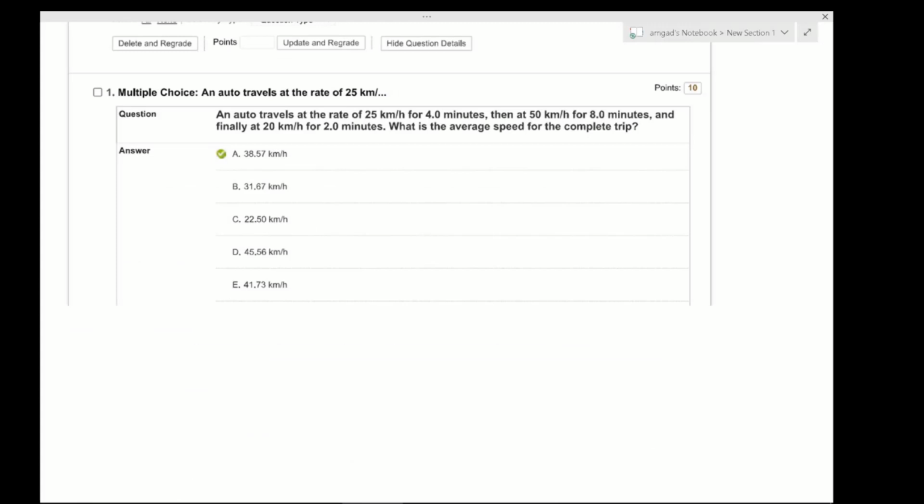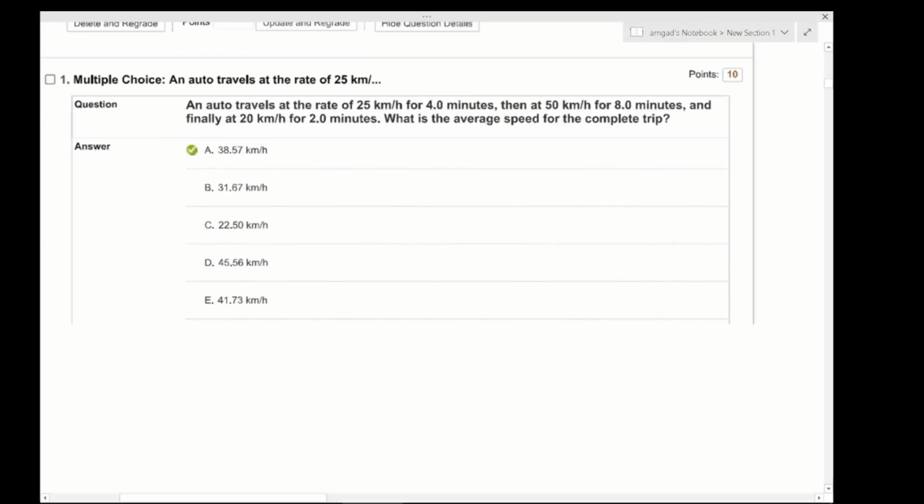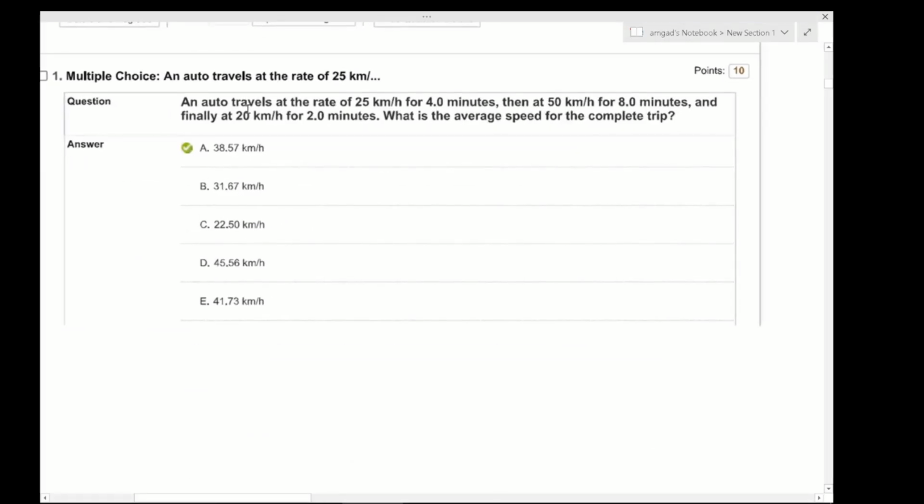It says here an auto travels at a rate of 25 kilometers per hour for 40 minutes, and then 50 kilometers per hour for 8 minutes, and finally 20 kilometers per hour for 20 minutes. What is the average speed for the complete trip? What is the average speed?